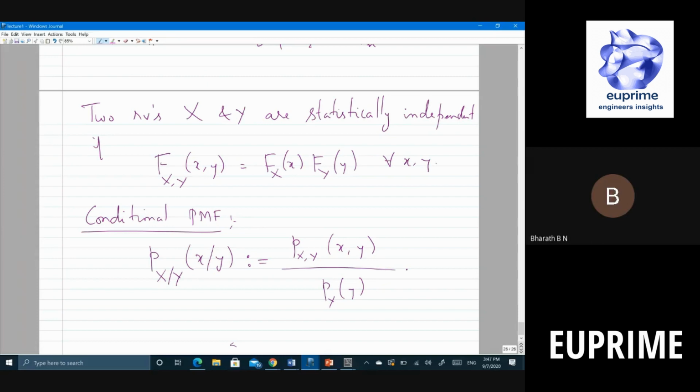Okay, so when do you say that x and y are independent? When conditional is equal to unconditional, right? So if px given y of x given y is equal to px of x, then we say that x and y are statistically independent. That amounts to pxy of x, y equal to the product. Okay, so py of y times px of x will be equal to pxy of x, y.